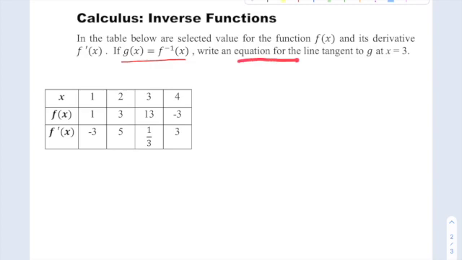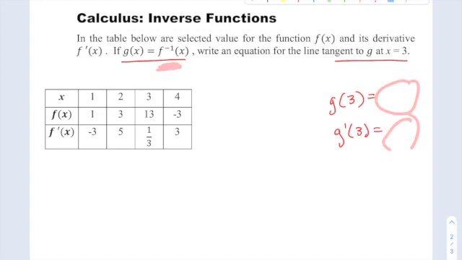Write an equation for the line tangent to g at x equals 3. So classic tangent line stuff here. If you want a tangent line to g at x equals 3, you need the point, g of 3, and you need the slope, which is g prime of 3. Once you have those two things, writing the tangent line should be a piece of cake. Of course, what's a little bit challenging is that you don't have g's values on the table. You have the other function, the inverse function. So it's up to you to be able to interpret and pull these values from the table.